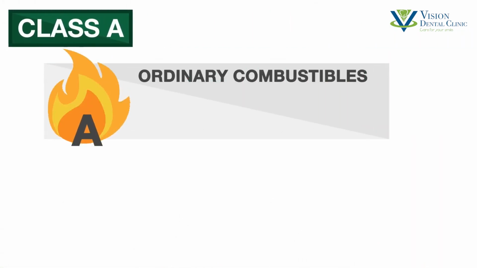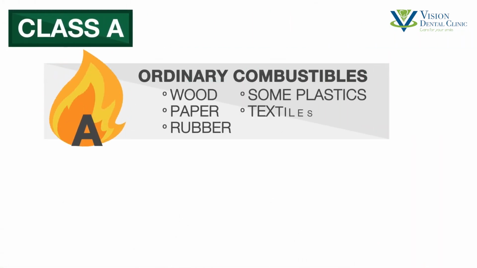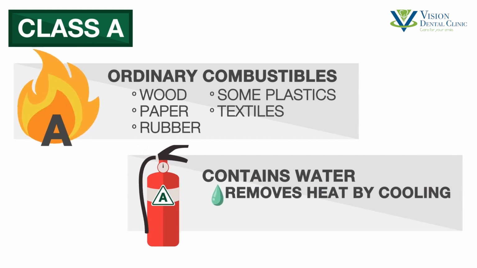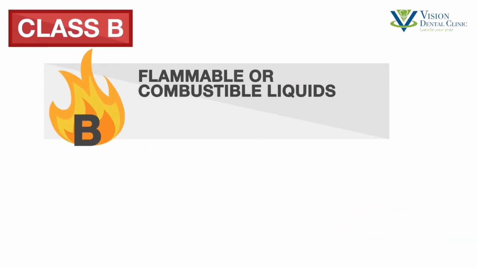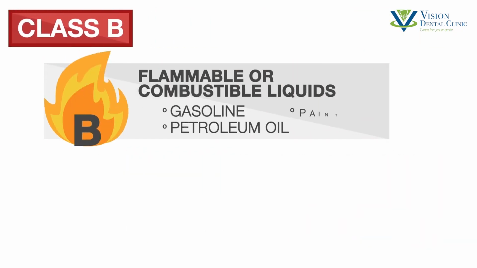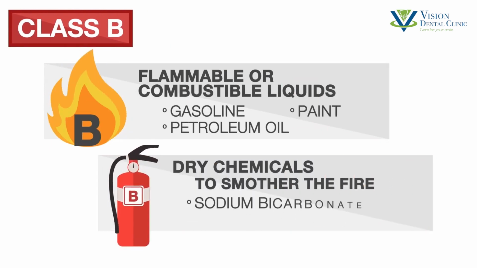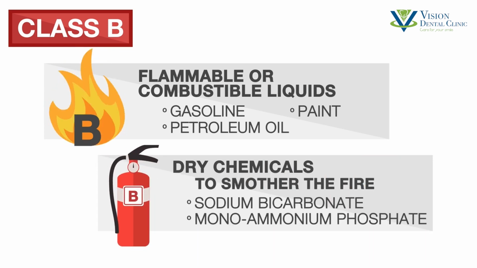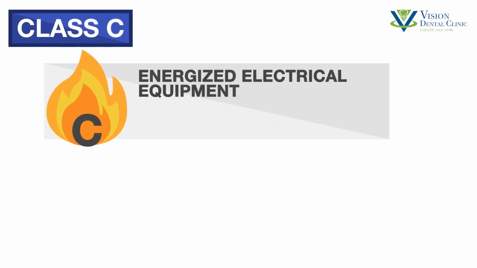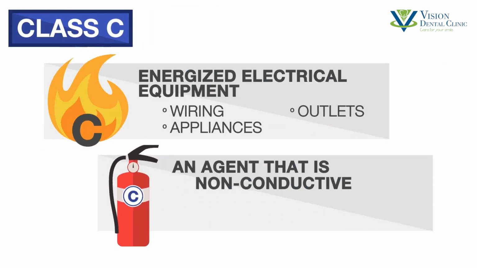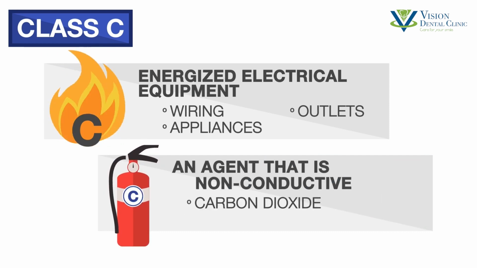A Class A fire consists of ordinary combustibles. A Class A fire extinguisher contains water to remove the heat from the fire by cooling it. A Class B fire occurs when flammable or combustible liquids ignite. A Class B fire extinguisher contains dry chemicals to smother the fire. A Class C fire involves energized electrical equipment. A Class C fire extinguisher contains an agent that is non-conductive, such as carbon dioxide.